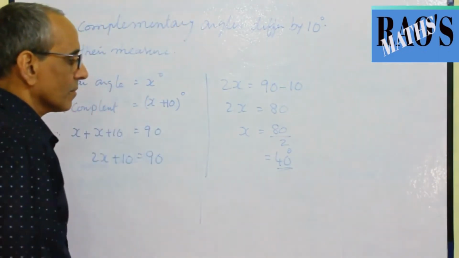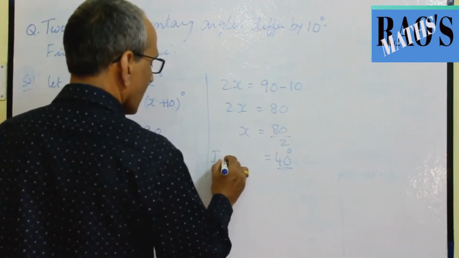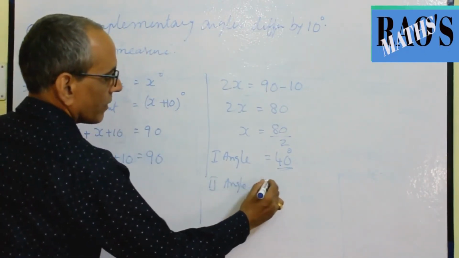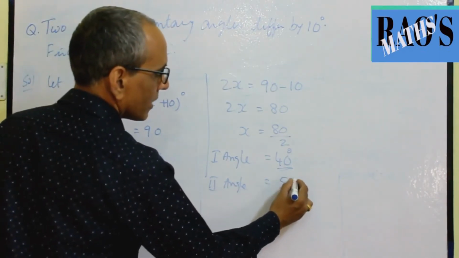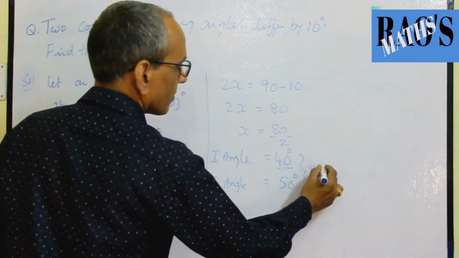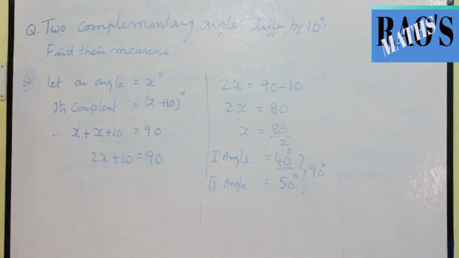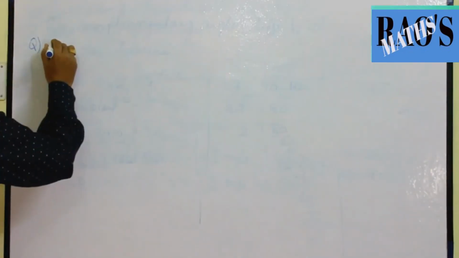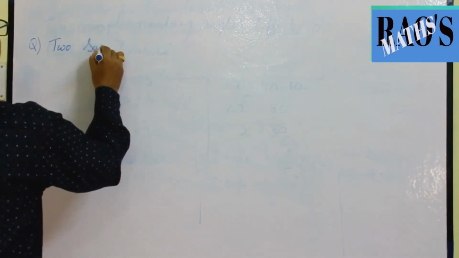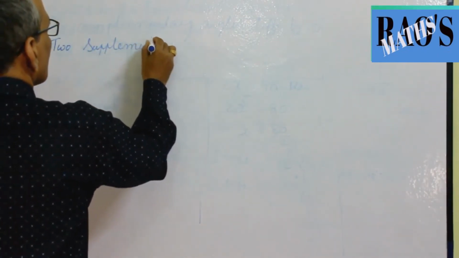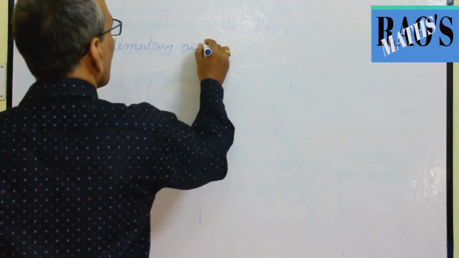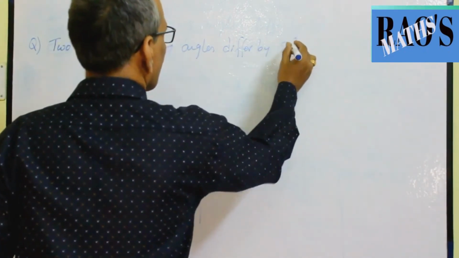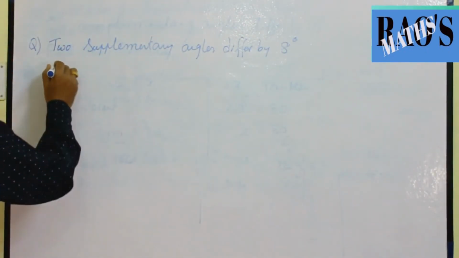Okay, I got one angle. Therefore, first angle is 40, and the second angle, I defined it as 10 degrees more than this, so 50 degrees. The sum is 90. Okay, a very simple question, a 2 or 3 marks question. One more question on the concept of supplementary angles. Two supplementary angles differ by 8 degrees. Find the angles.